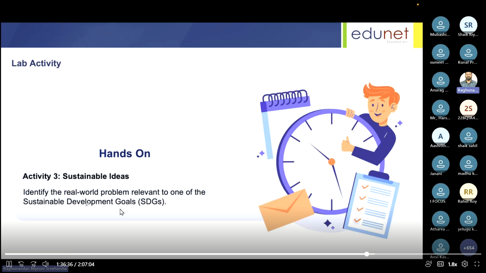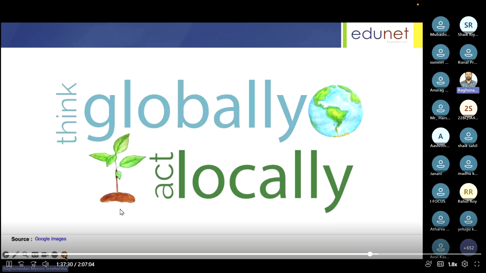There is one more thing you can take as small work. Sustainable ideas: try to identify a real-world problem relevant to one of the SDGs. We have 17 SDGs in total, so you can pick any one, like zero hunger, for example. How can this be achieved? Try to think of that, and can I use AI to do it? This is one of the hands-on sessions you can do by yourself, and you can let me know in the chat, in the WhatsApp group or the Telegram group. You're always welcome to share your views there. You can help us out. So yes, think globally, act locally.